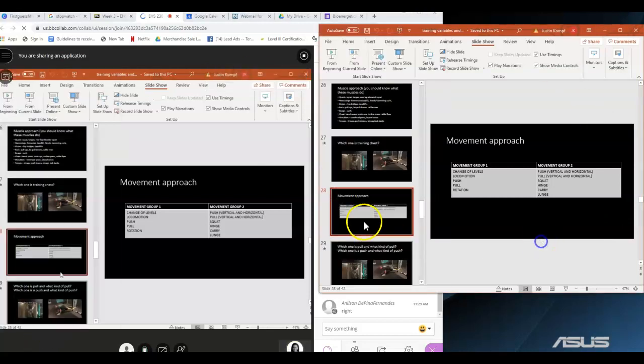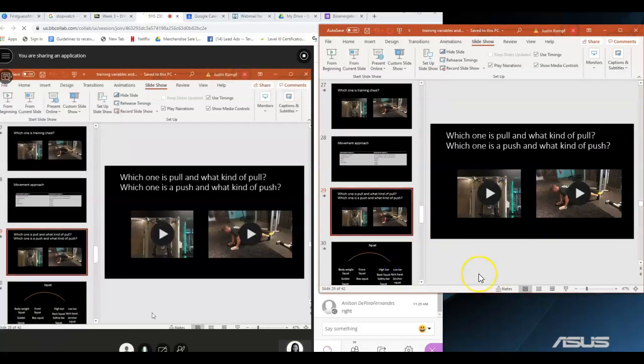Now, when you look at this, same exact exercises, let's start out with this. Which one is a pull exercise? The pull-up or the push-up? Go ahead, type it in.